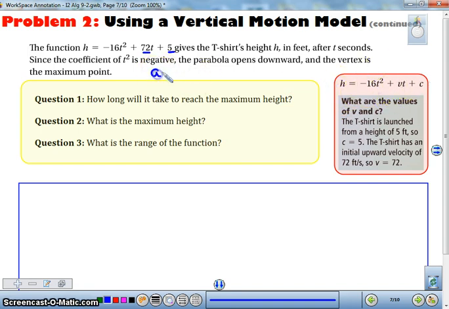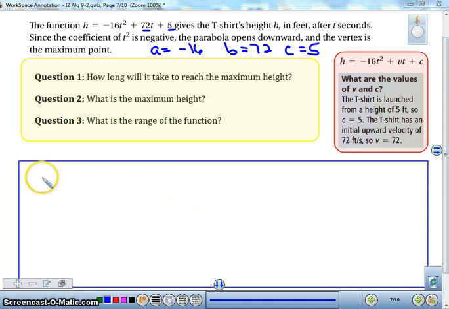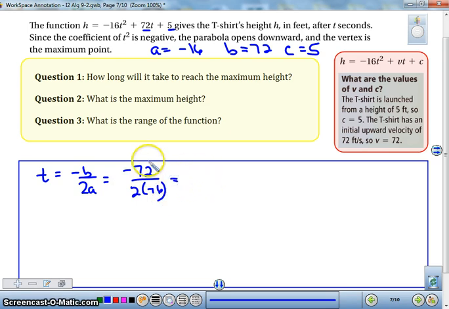And in our function, a is equal to negative 16, b is equal to 72, and c is equal to 5. As we look at this equation, the first thing we need to do is find our t value, which is the same as x, and that vertex point. We have to find negative b divided by 2a. So for ours, we're going to have negative 72 divided by 2 times negative 16. You want to put this in your calculator, negative 72 divided by 2 times negative 16, or negative 32. We should come out with a positive 2.25.